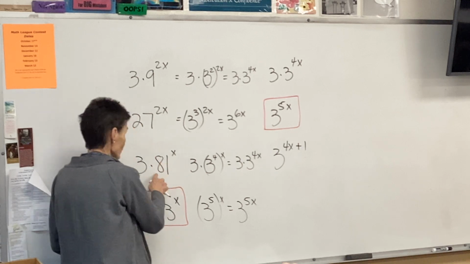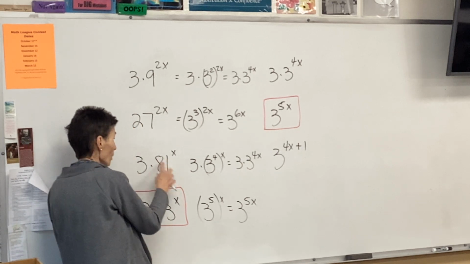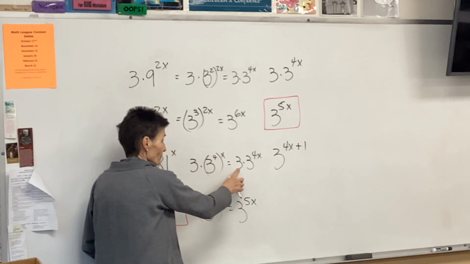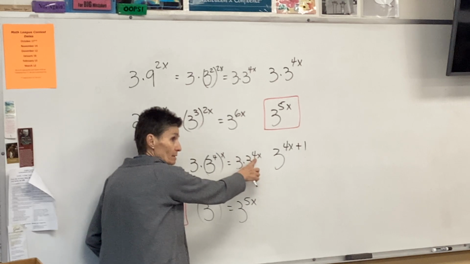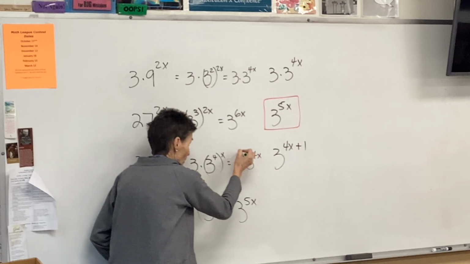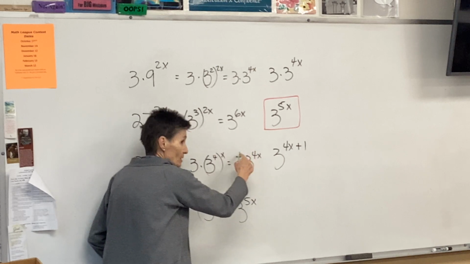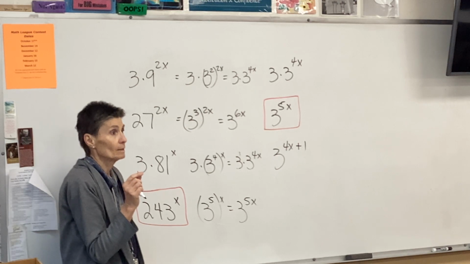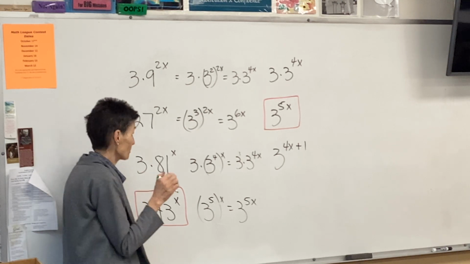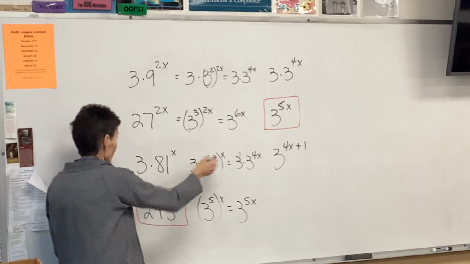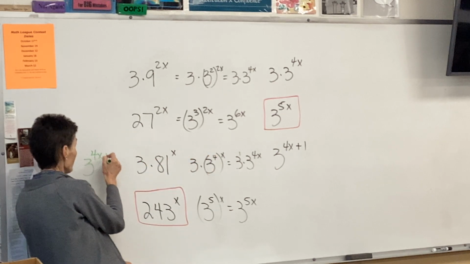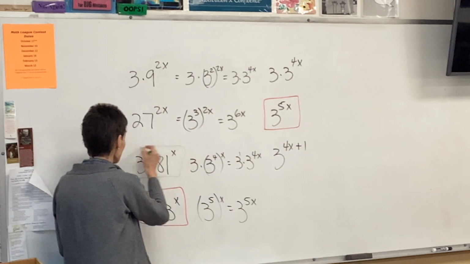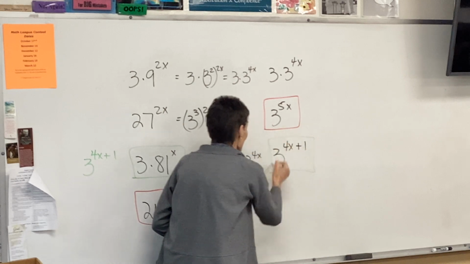Now, I can do the same thing here. 81 is 3 to the 4th. So now I have a 3 times 3 to the 4x. But what happens to these exponents? These exponents don't make a 5x. What do they make? What do I do with them? Add them, 4x plus 1. So this guy right here is 3 to the 4x plus 1, which means he matches the one he's right next to.